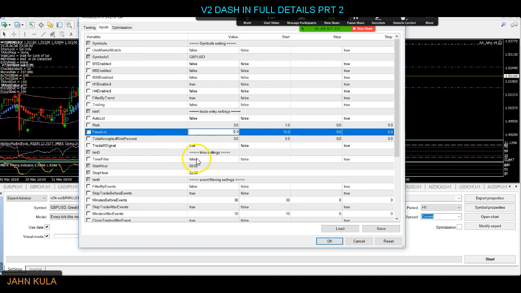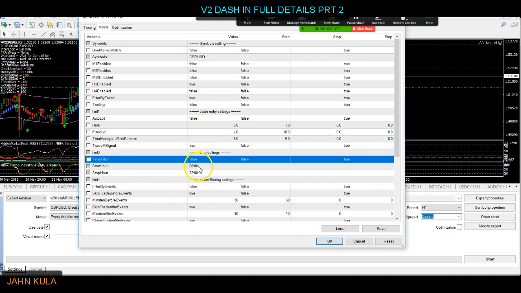And here you can set the times you want the EA to trade. This one, we're not going to put any time filter, because we want the EA to be looking for trades on a 24-hour basis.